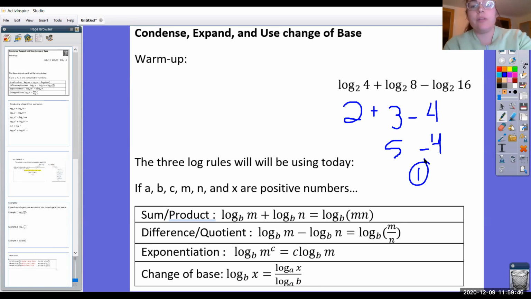You can also do this by a process that we're going to talk about today called condensing. So I'm going to hold off on that until we get to that point.